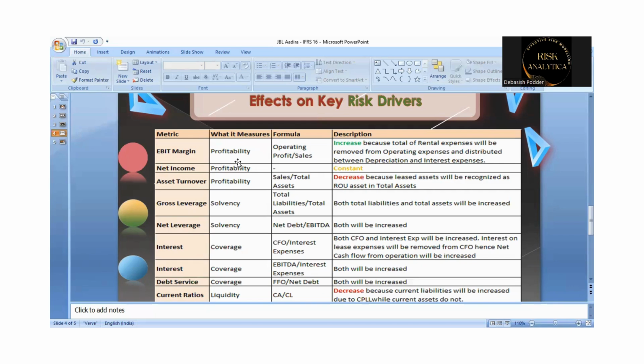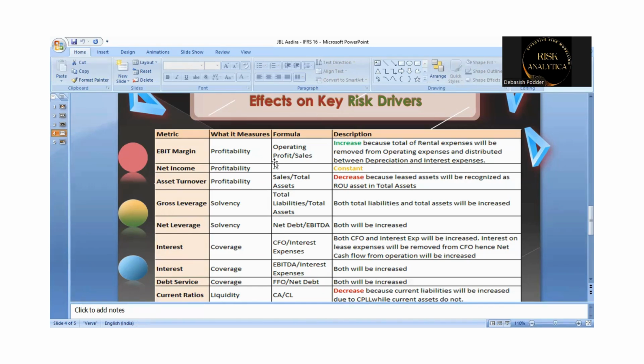Now it will measure the profitability of an organization. Now after the implementation of IFRS 16, in my previous slide I have shown you all that the total rental expenses will be divided into 2 parts. One is depreciation and one part will be the interest expenses. And in order to calculate operating profit, we would only consider the depreciation expenses. So if we only consider depreciation expenses, it means that my operating profit will be increased because the expenses I will distribute into 2 parts.